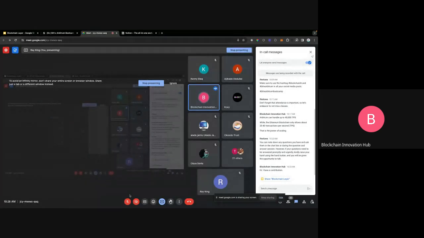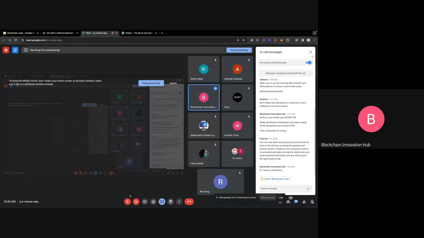Instead of sending $20, $30, $50, you can perform transactions on layer 2 with half a dollar, 1 cent, 2 cents, depending on the kind of layer 2 solution you are using.